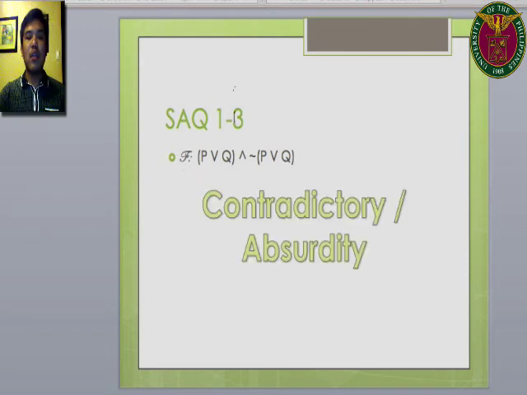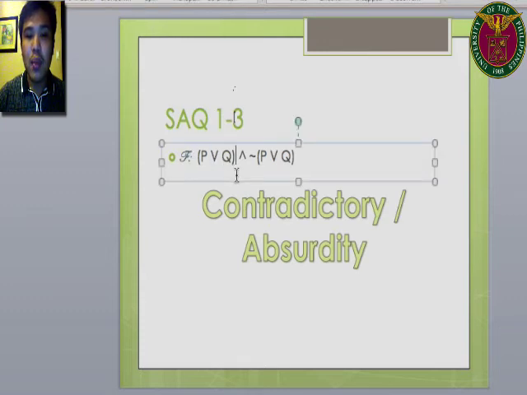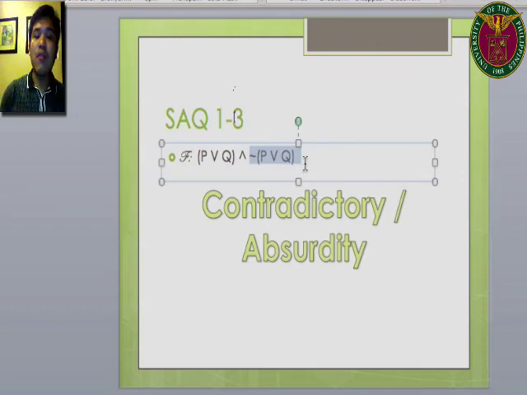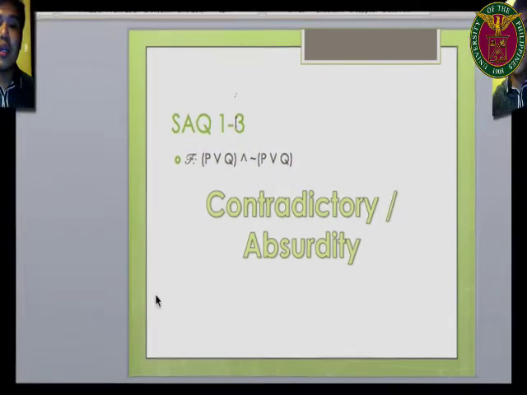So let's look at the first example. We don't need a truth table to prove it. It's already an absurdity. It's a contradictory sentence. Why? Because it's a conjunction of P or Q and its negation. The rule for a conjunction, or an AND, is that both should be true, so it's impossible for both statements to be true, because if P or Q is true, then not P or Q is false, and vice versa. So this is automatically an absurdity.